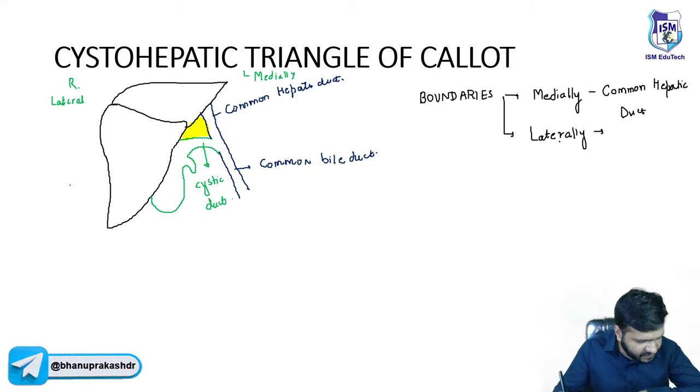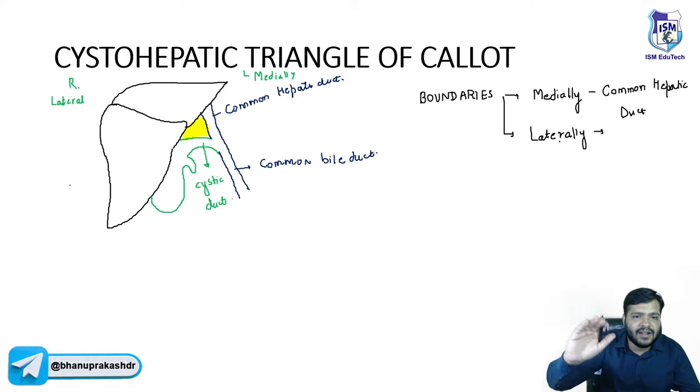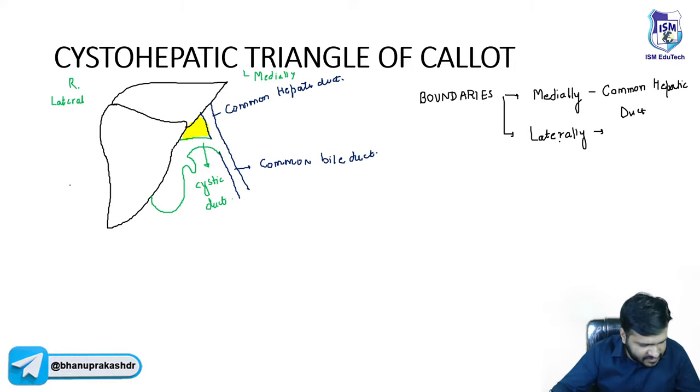I'm waiting for your answers, everyone. What is present on the lateral side? Cystic duct? No beta, don't make it like that, that became the base of the triangle. On the lateral side it will be the cystic duct. Yes, very good. Laterally, look, medial is this, lateral is this, and the base will be this of the triangle, okay? So laterally we have the cystic duct. What will be just opposite to the medial?